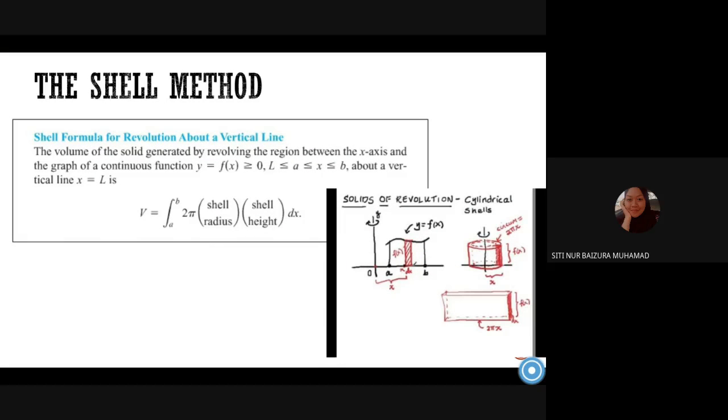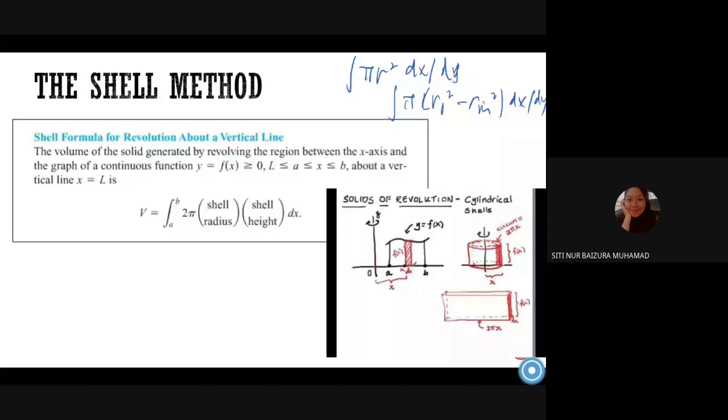Okay, so far kita dah cover how to generate the volume for the solid and for the washer using the disc method. What does it mean by the disc method? Itulah yang guna formula pi r square dx or dy. Kalau untuk washer, then it's going to be pi r out square minus r in square dx or dy. So for this case, this is so called the disc method.